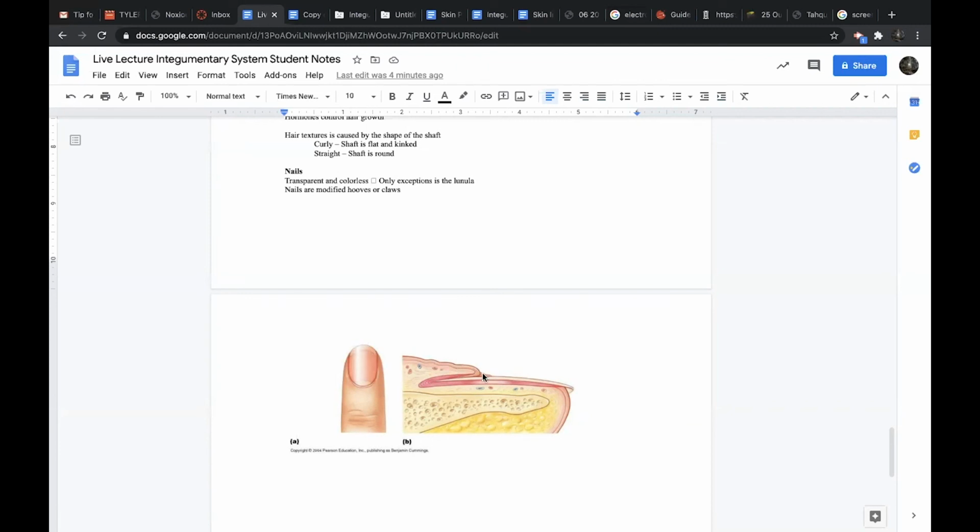If you look at the cross section, this piece is the cuticle. I think that's about it.